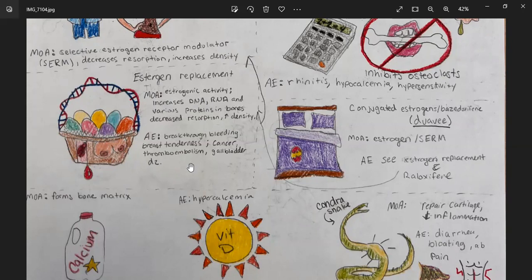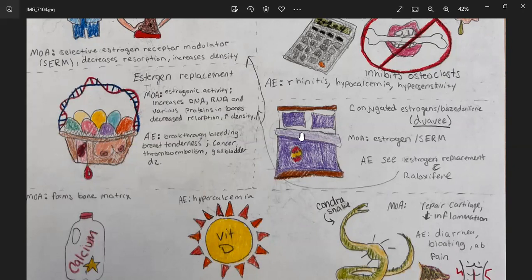And then our adverse effects: we have breakthrough bleeding, so bleeding right here, breast tenderness, along with breast cancer. So that's why there's boobs on there. And then thromboembolism, and then gallbladder disease.